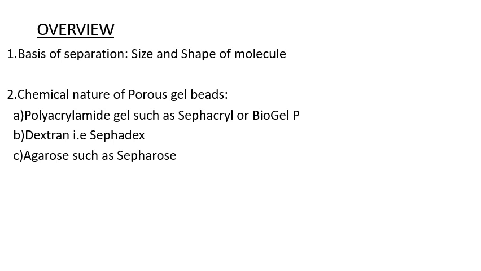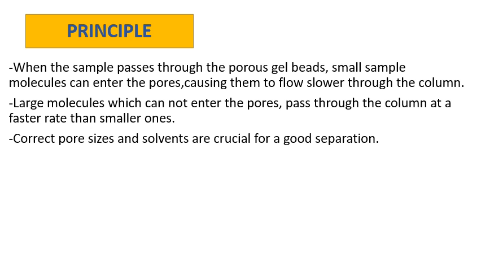So here I will just tell some overview of this process, like what is the basis of this technique and what is the chemical used in the stationary phase. You can see that the basis is the size and shape of the molecule which I want to separate, and the chemical nature of the porous gel is polyacrylamide gel, dextran and agarose. Here I have just written the principle, which you may read later. I just give the overall idea about the technique.